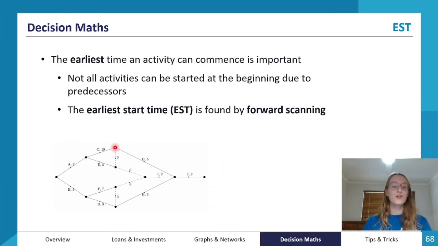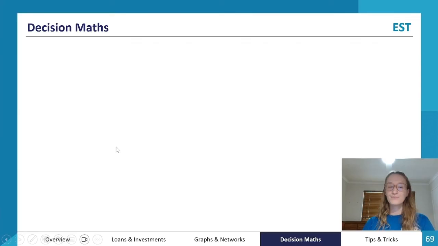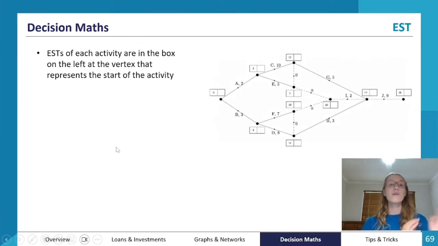So E is ready to go after 7 hours, but at 2 and then another 10 hours means A and C won't be done for 12 hours. So we actually can't start G for 12 hours because both C and E need to be finished for G to start. So that's kind of a theoretical introduction to how we use forward scanning to find the earliest start time.